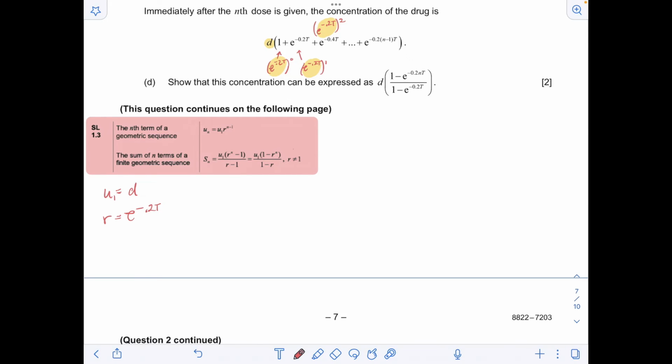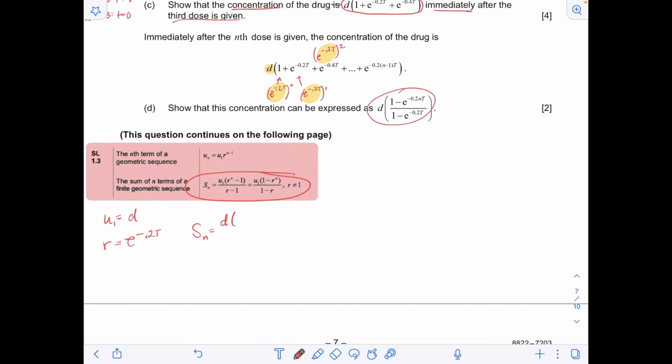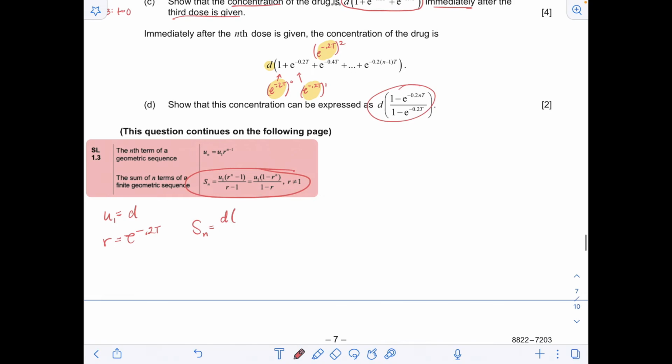So given that, we can use this sum of n terms in a geometric sequence to write the concentration of multiple doses, n doses. I can write the sum, Sn, as D times U1. Since we notice that this is in the form of 1 minus, I'm going to use the second version, the 1 minus version. So 1 minus our common ratio, e to the negative 0.2 T, to the nth power, over 1 minus our common ratio, e to the negative 0.2 capital T.